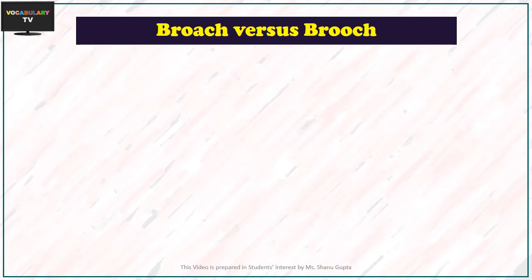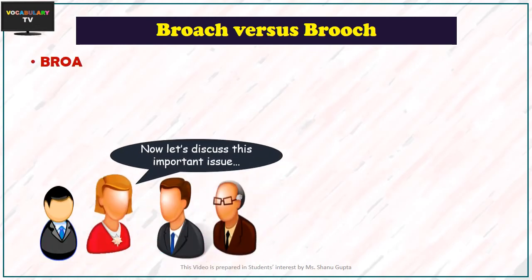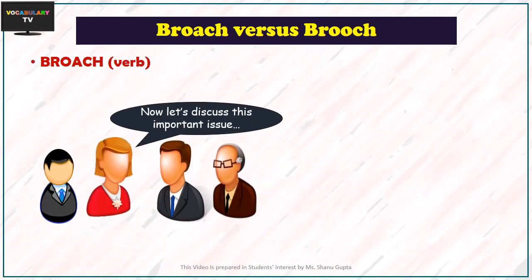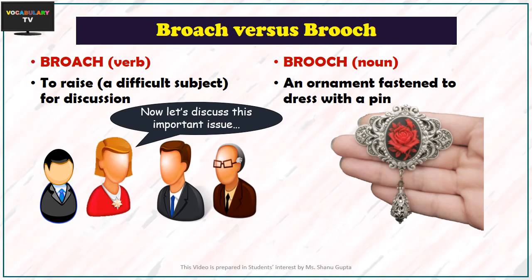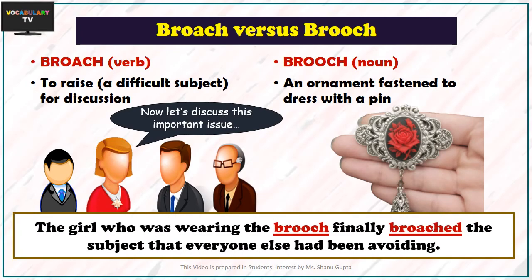While broach is a verb meaning to raise a difficult subject for discussion, brooch is a noun. It's an ornament fastened to clothing with a hinged pin and catch. A sentence that brings out the difference in both words is, the girl who was wearing the brooch finally broached the subject that everyone else had been avoiding.